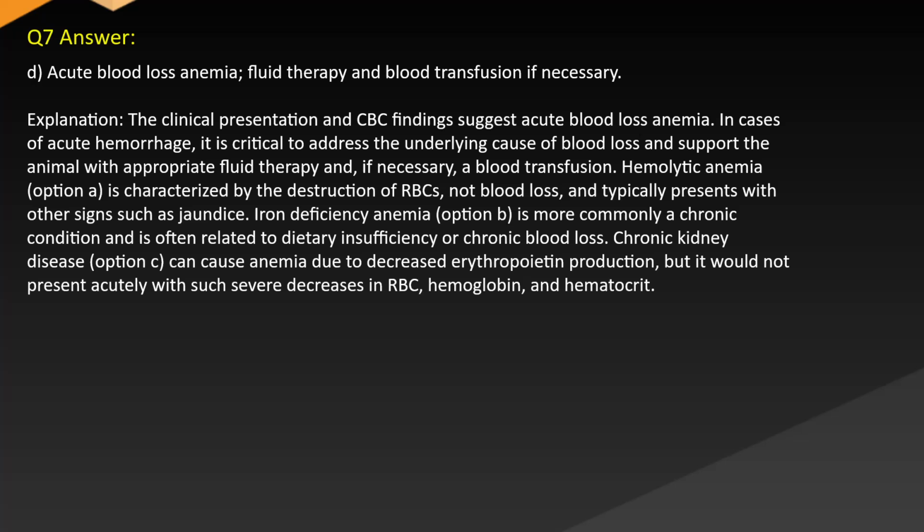Hemolytic anemia, option A, is characterized by the destruction of erythrocytes, not loss, and typically presents with other signs such as jaundice. Iron deficiency anemia, option B, is more commonly a chronic condition and is often related to dietary insufficiency or chronic blood loss. Chronic kidney disease, option C, can cause anemia due to decreased erythropoietin production, but it would not present acutely with such severe decreases in RBC, hemoglobin, and hematocrit.